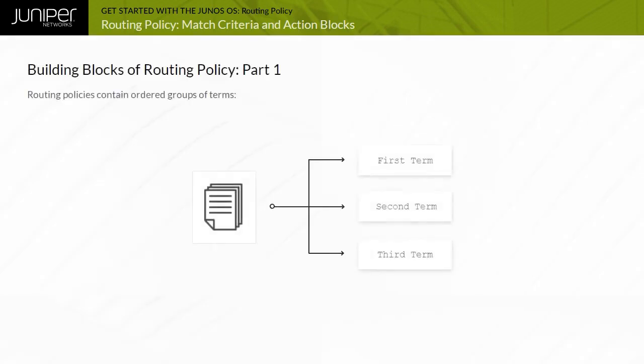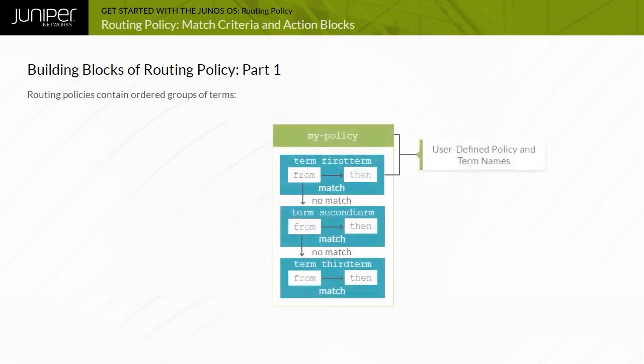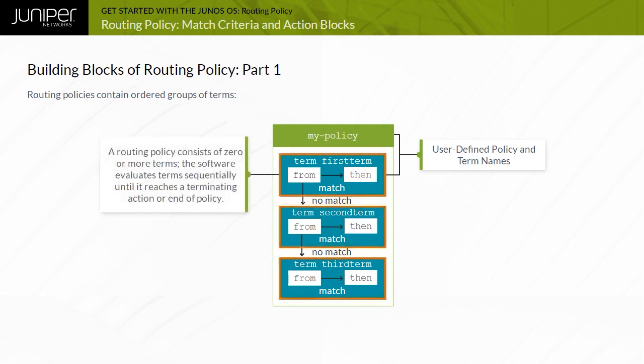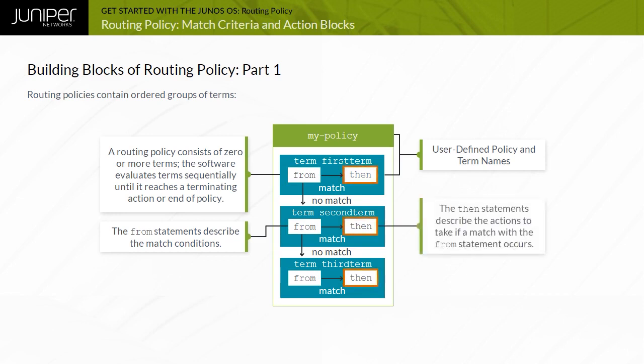Routing policies contain ordered groups of terms. You give routing policies a name that you use to identify them at different locations in the configuration. Terms are the basic building blocks of all Junos OS policies. They are essentially if-then statements. If all the match conditions specified in the from statement are true, or if no from statement is specified, all the actions in the then statement are executed.